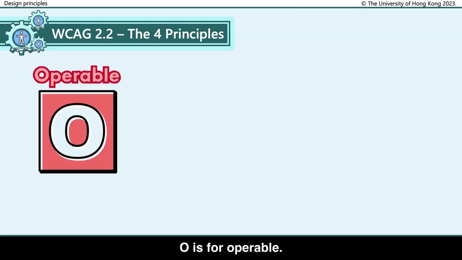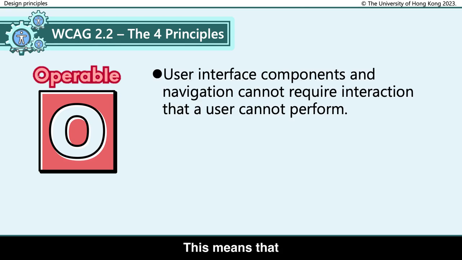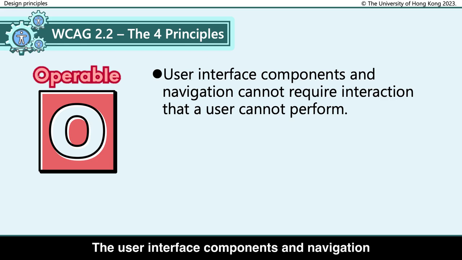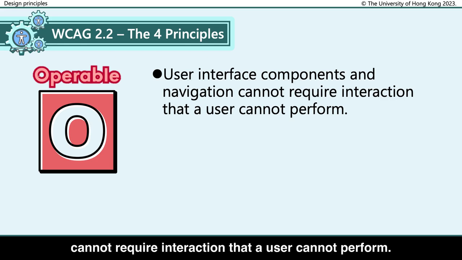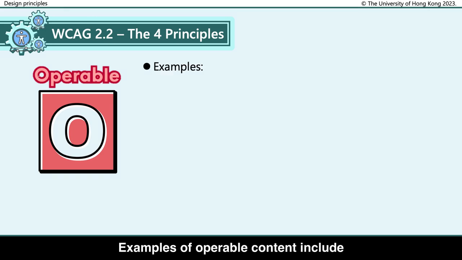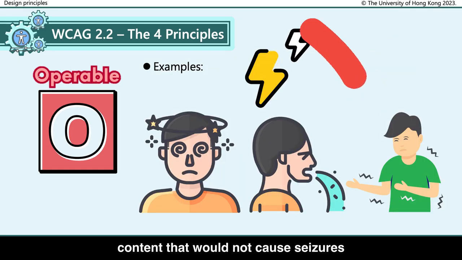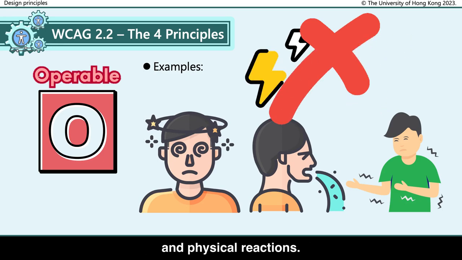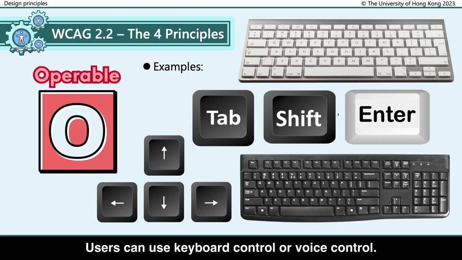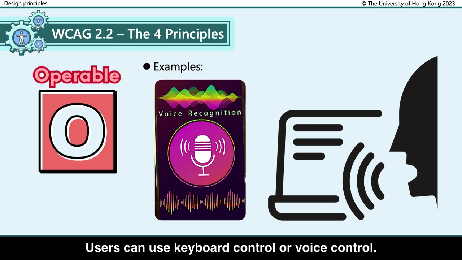O is for Operable: operable user interface and navigation. This means that users must be able to operate the interface. The user interface components and navigation cannot require interaction that a user cannot perform. Examples of operable content include content that would not cause seizures and physical reactions. Users can use keyboard control or voice control.